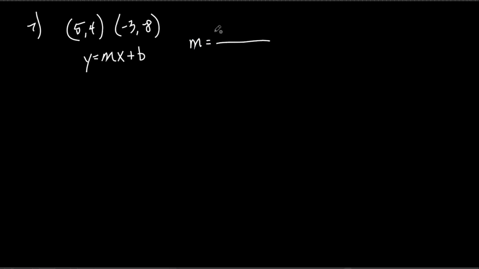So subtract the y's from each other. It doesn't matter what order you subtract them in. I'm just going to go the first one minus the second one. So 4 minus -8.